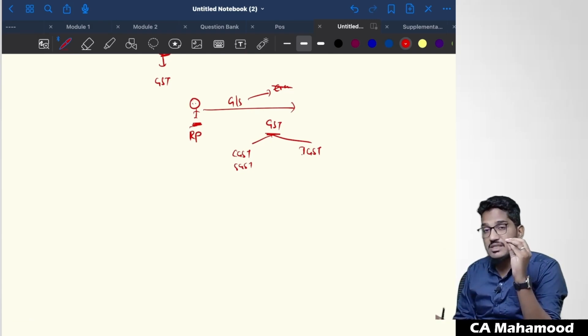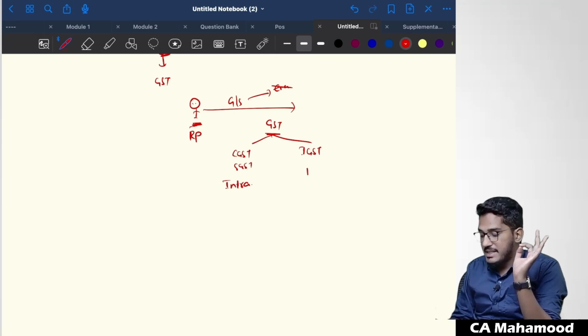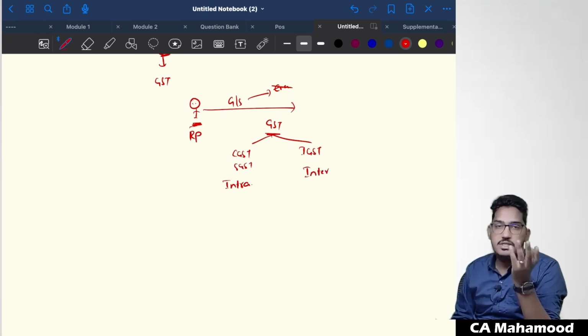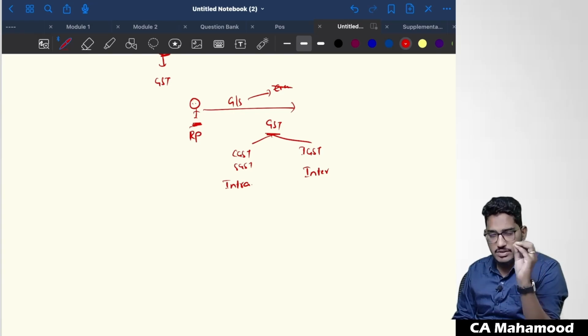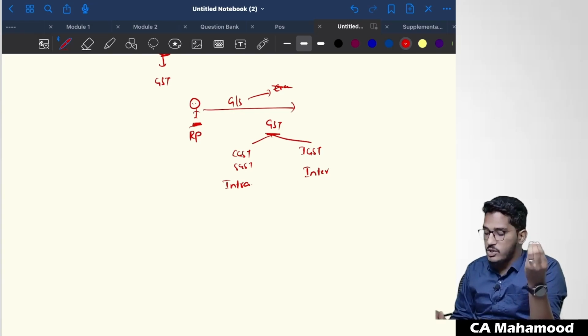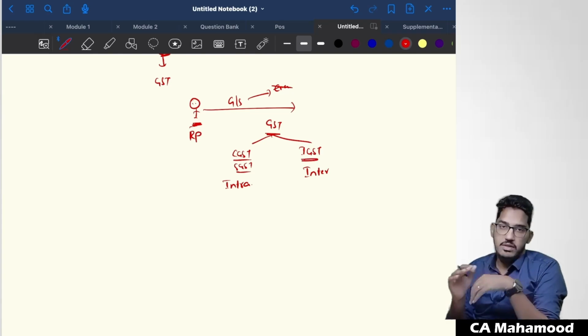That depends on whether the supply is an intra-state supply or an interstate supply. If the supply is an intra-state supply, then CGST, SGST will be collected. If the supply is an interstate supply, then IGST will be collected. Any doubt till here? This is not something which I am teaching you now. This is something which you already know in the basics.